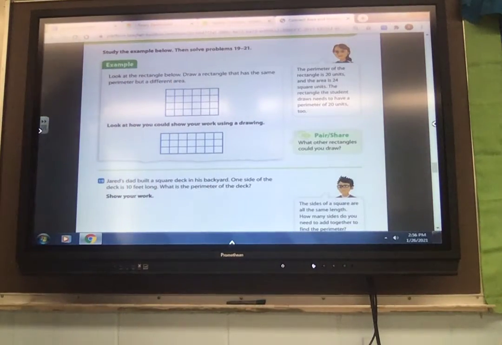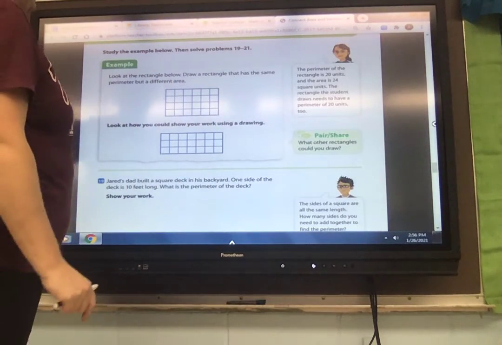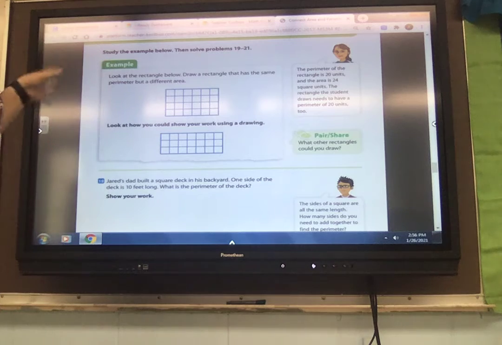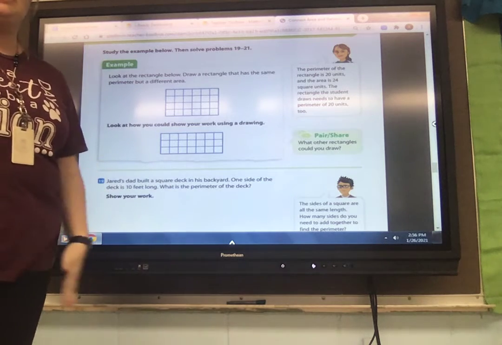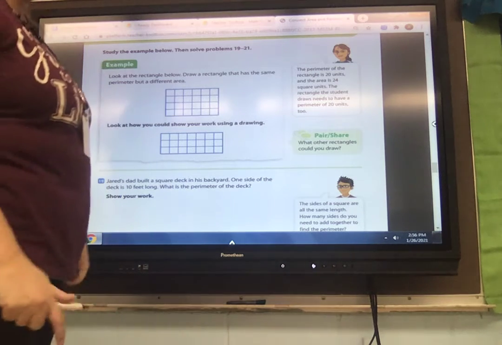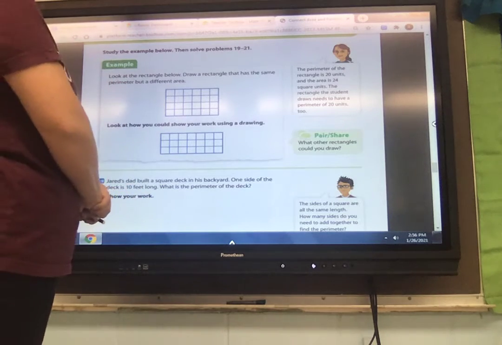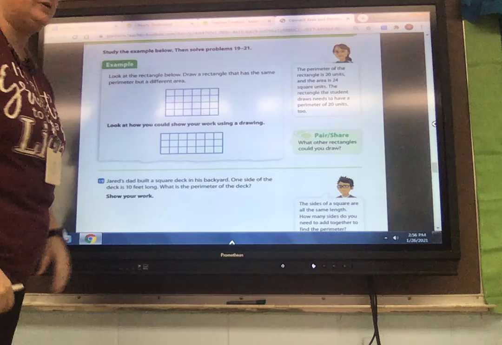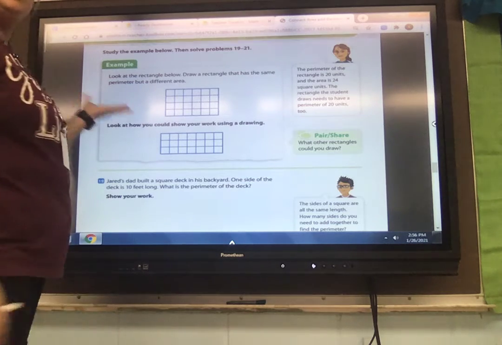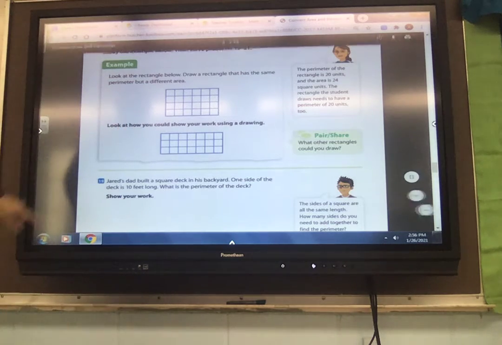Third graders, we are on our green pages in our iReady instruction book. We're going to do our green pages, which is a fantastic review over perimeter and area. And then tomorrow we will do a review packet. And then on Friday, you are taking your perimeter and area test. We are going to be finished with this unit on perimeter and area.